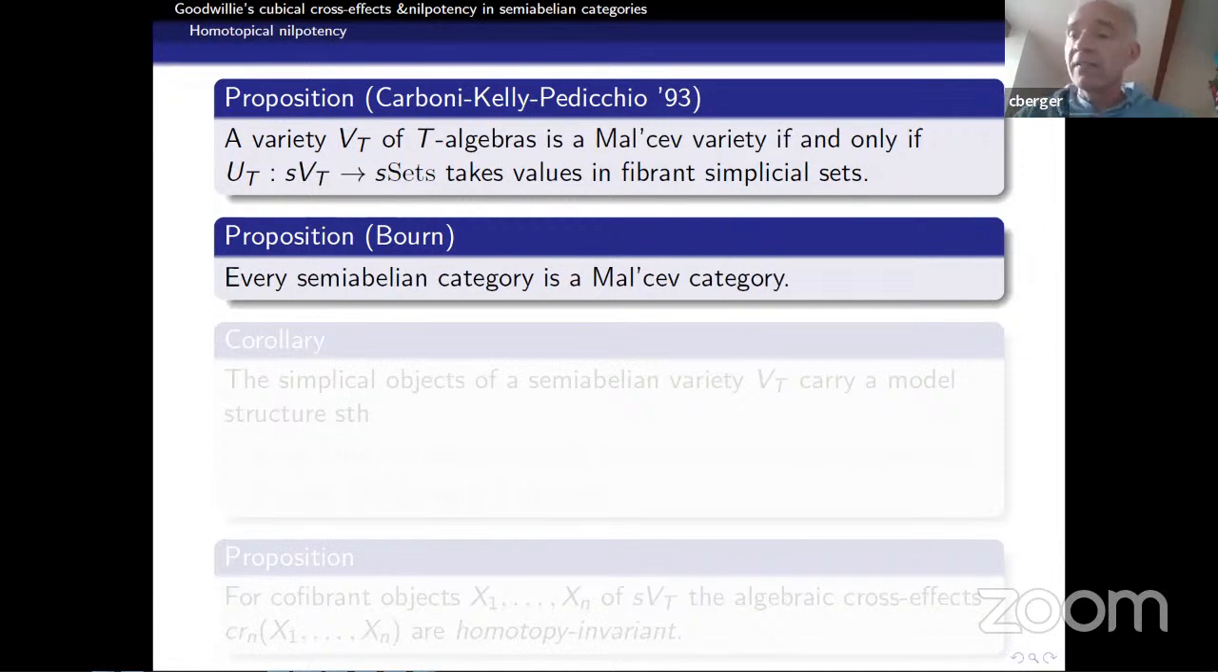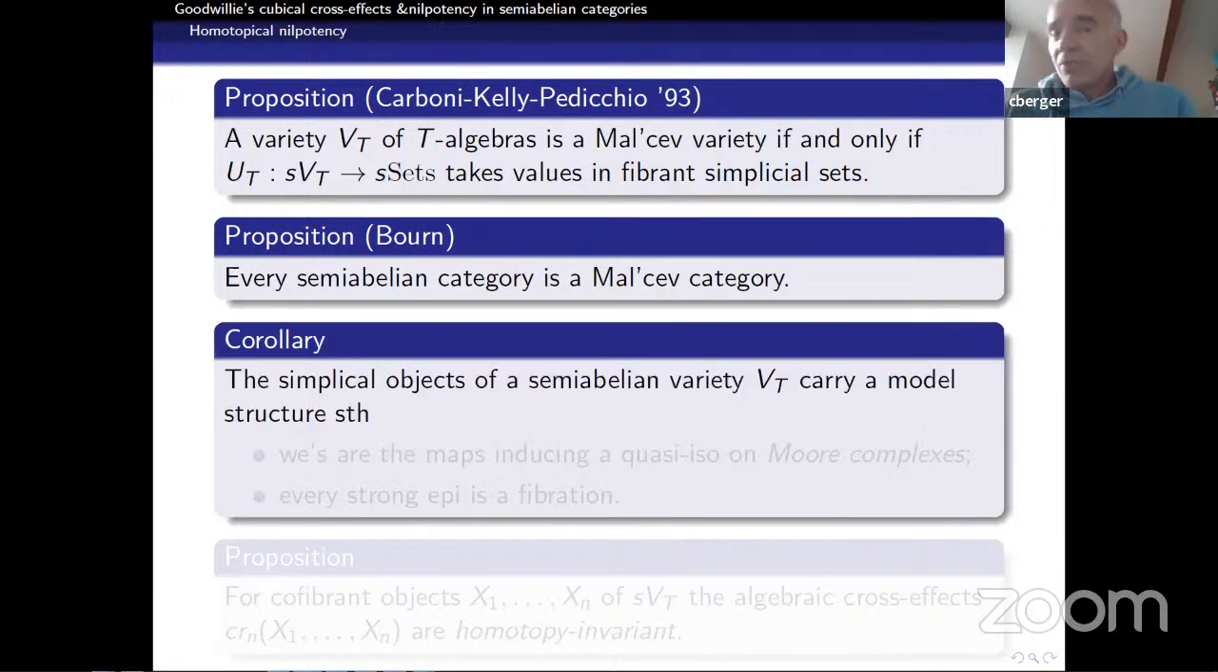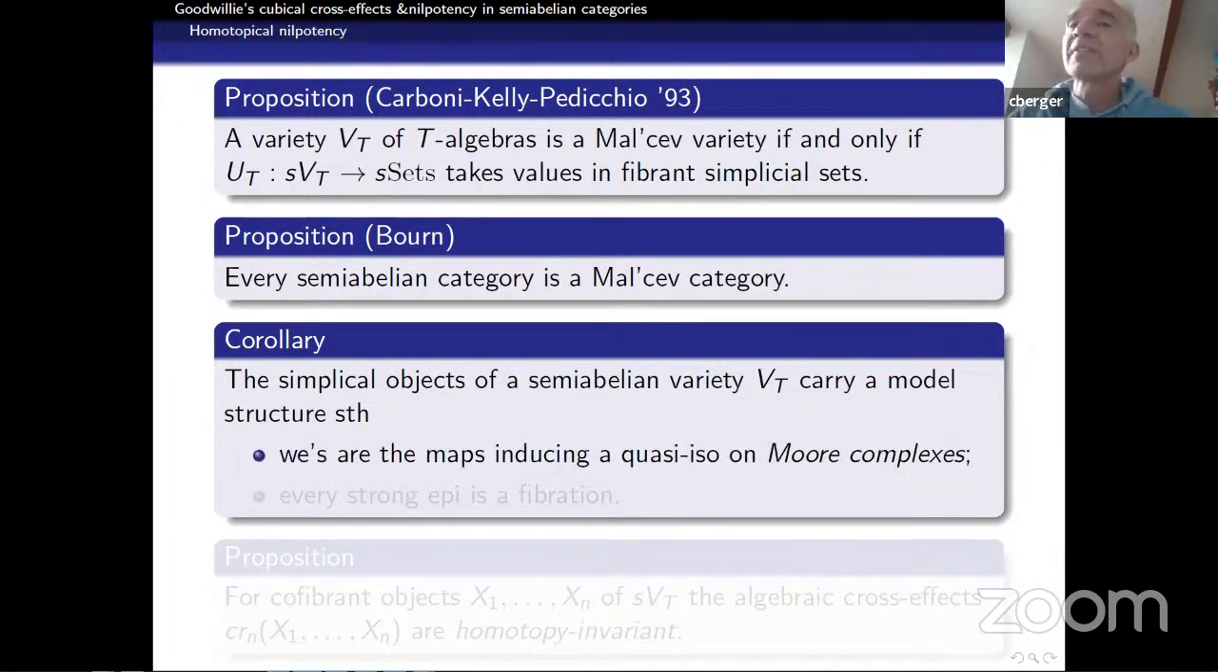So if you put all this together, then you see that the simplicial objects of a semi-abelian variety carry a model structure. And actually, you know very well how to define at least the weak equivalences and the fibrations. The weak equivalences are those maps which induce a quasi-isomorphism on the so-called Moore complexes. And the fibrations are precisely the strong epimorphisms. So any pointwise strong epimorphism of simplicial objects is a fibration.